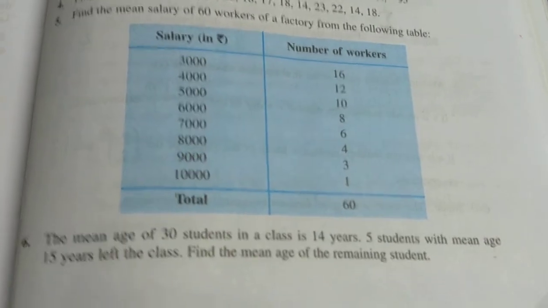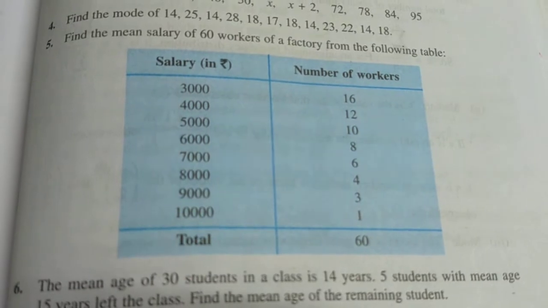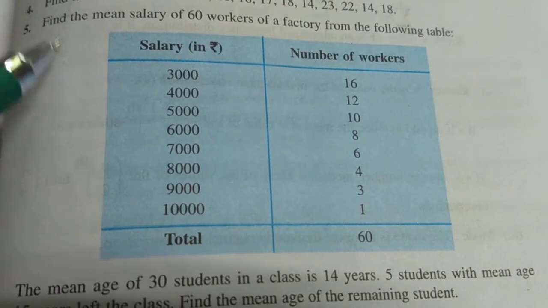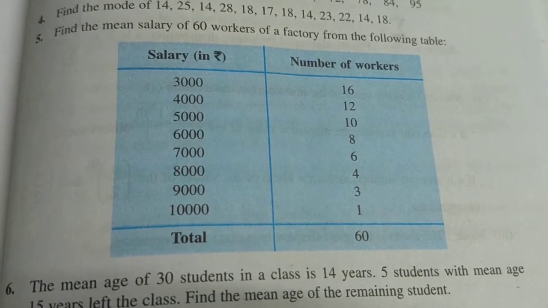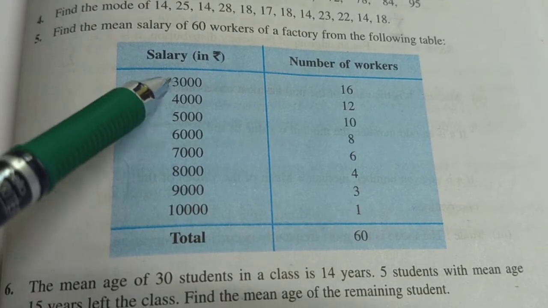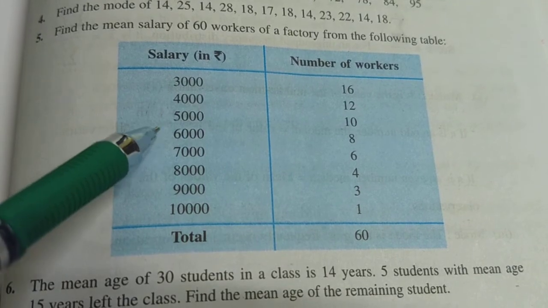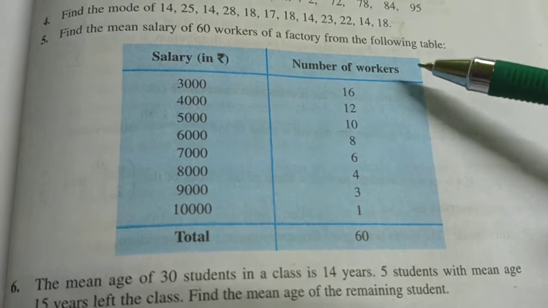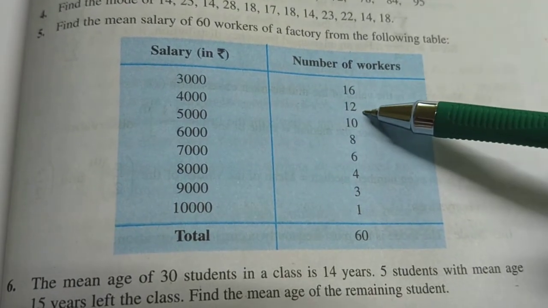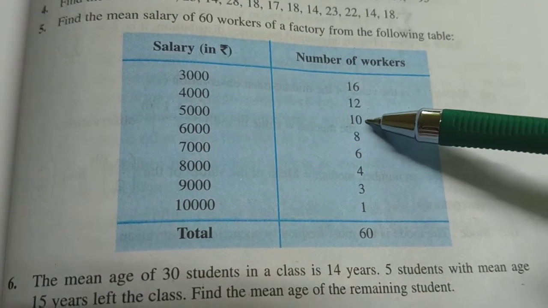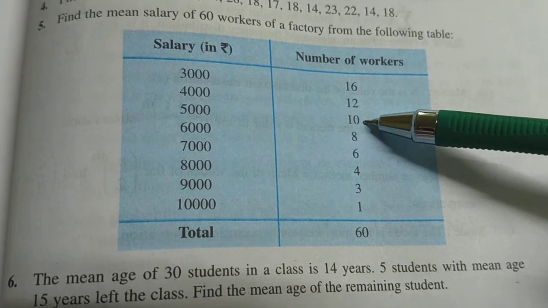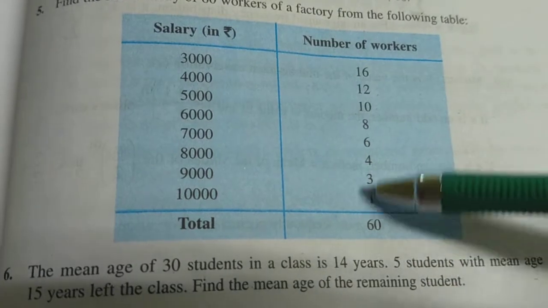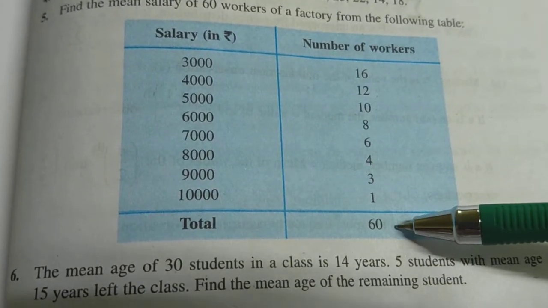Next, come to question number 5. In question number 5, a table is given. This table denotes the salary of 60 workers. You can see the range of the salary given: 3,000, 4,000, 5,000 up to 10,000, and the number of workers are also given. For 3,000 the number of workers is 16, for 4,000 the number of workers is 12, for 5,000 the number of workers is 10, like that up to 1. There is a total of 60 workers.